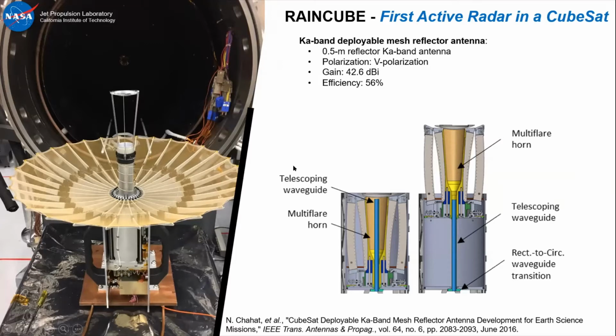So we try to keep this deployment as simple as possible, and to minimize the number of deployments, we actually use a cassegrain design because the subreflector is below the focal distance, and that minimizes the number of deployment of the feed.